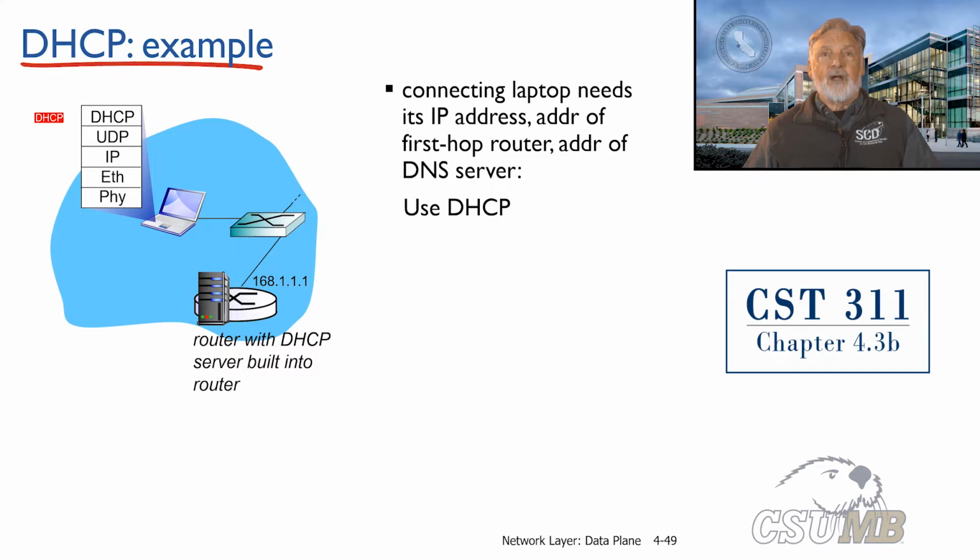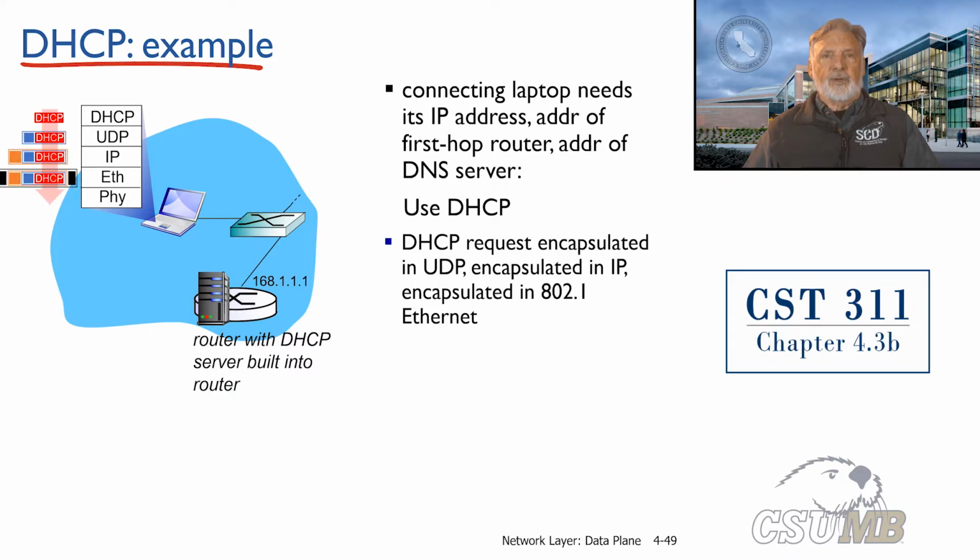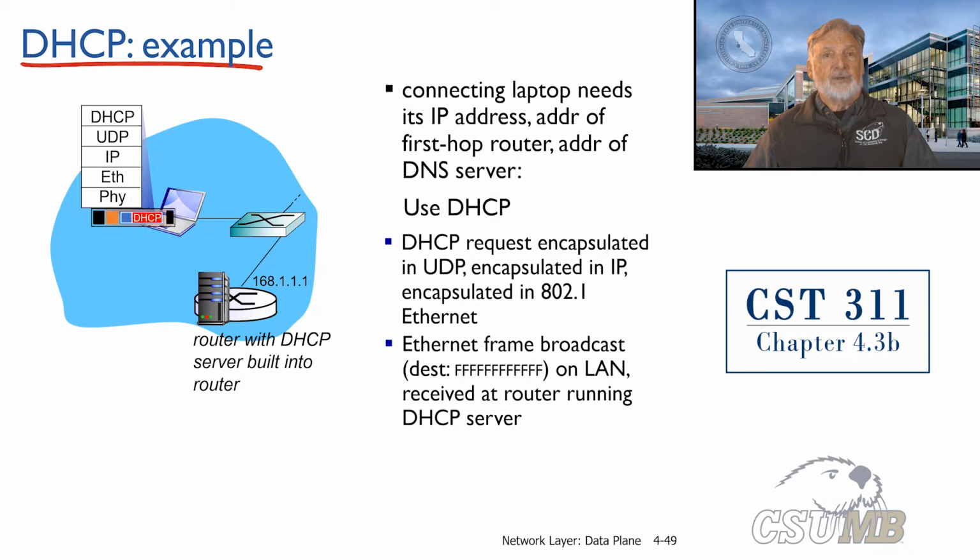The laptop, upon arriving at the network, will send its DHCP discover message encapsulated in UDP as its transport layer, using port 68 as its source port and port 67 as the destination port. The UDP segment is encapsulated in IP. The IP packet is encapsulated in a data link frame, which is an Ethernet frame in this example. This Ethernet frame is a broadcast using the destination address of all Fs.